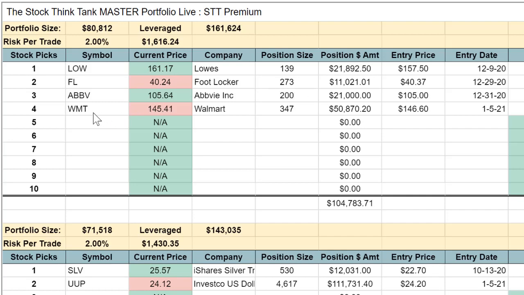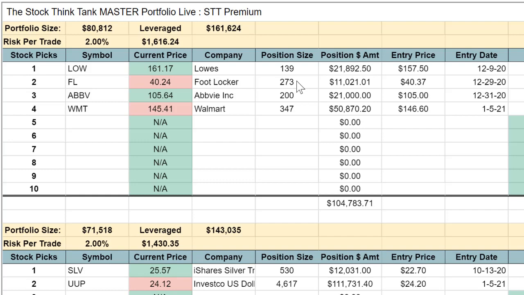Now, for most people, because Walmart is priced at about $145, okay, we ended up entering it at $146.60. And Foot Locker, we ended up buying at $40.37. Most people would have many more shares of Foot Locker than they would of Walmart because Foot Locker's cheaper. We're the opposite. We have more shares of Walmart than of Foot Locker.